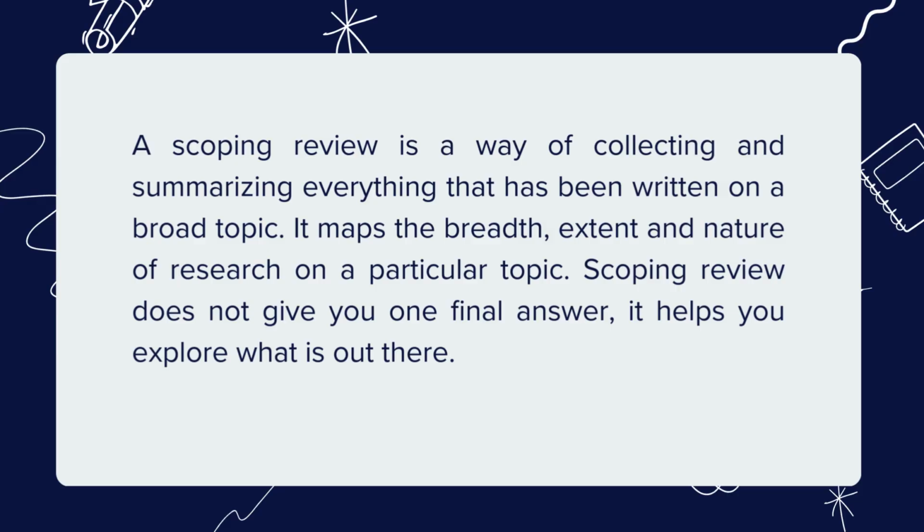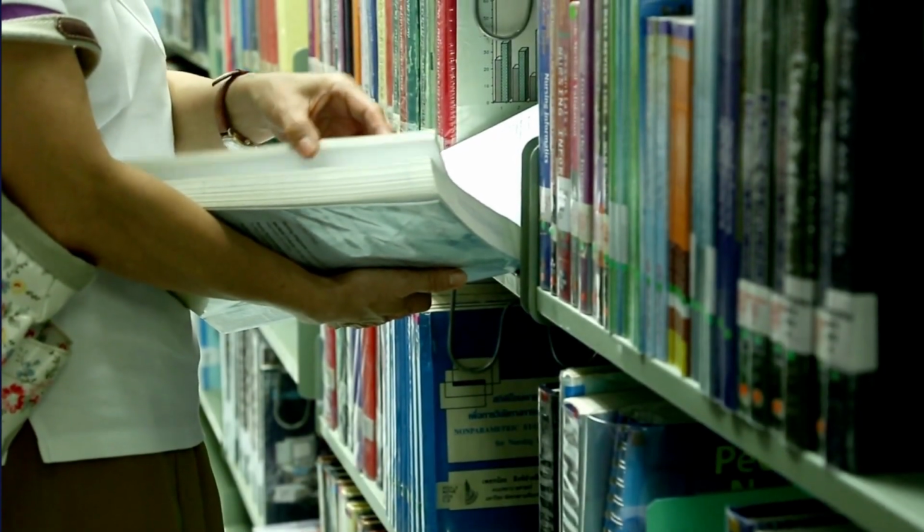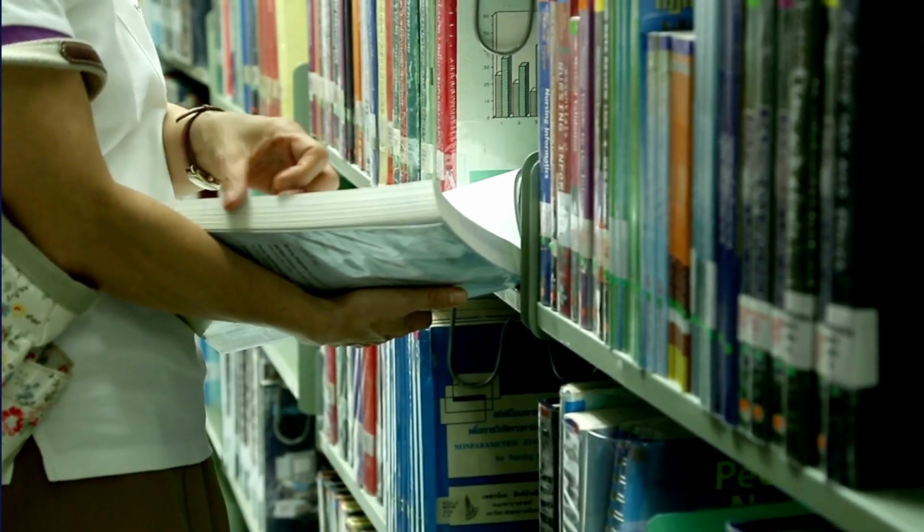According to Arksey and O'Malley, a scoping review is a type of knowledge synthesis that maps the key concepts, types of evidence, and research gaps in a field by systematically searching, selecting, and synthesizing existing literature. In short, it's a big picture review, not to answer a question, but to figure out how to ask a better one. Alright, now let's talk about why we actually do a scoping review.